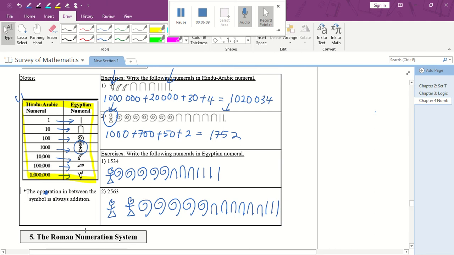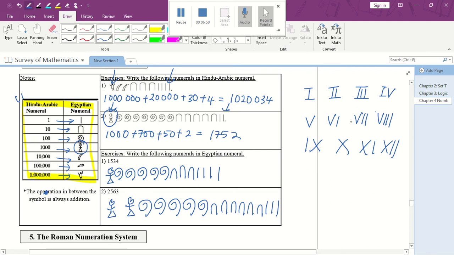Let's continue with the Roman numeration system. Before I scroll down, let me just ask you, what Roman numerals do you know? I believe you will say, I know this is 1, this is 2, this is 3, this is 4, this is 5, this is 6, this is 7, this is 8, this is 9, this is 10. Basically everyone knows that this is 1, this is 2, maybe at most they will know until 12.